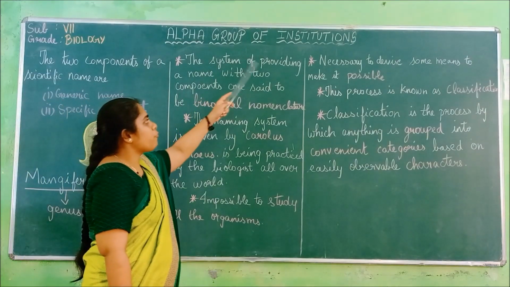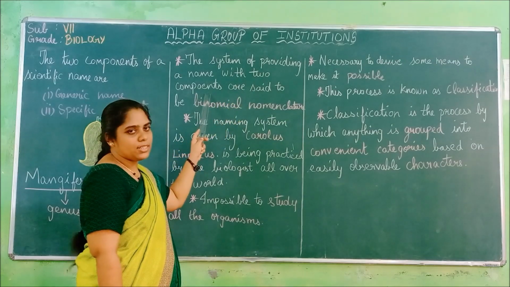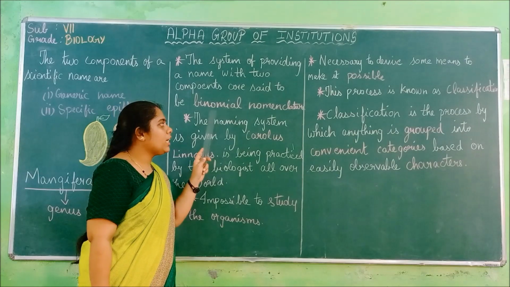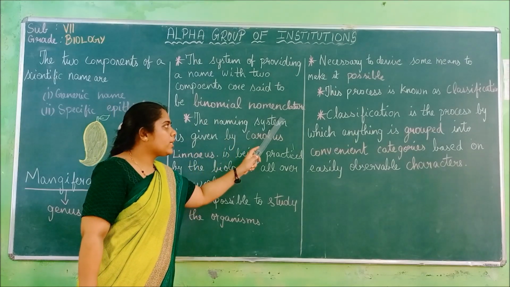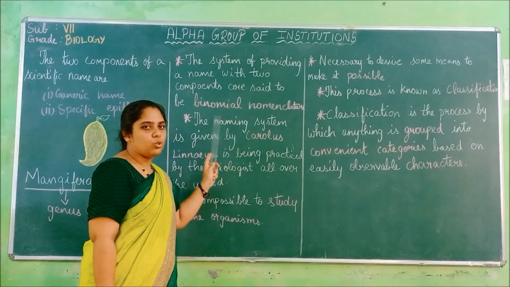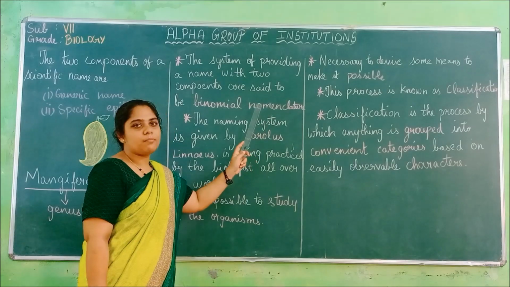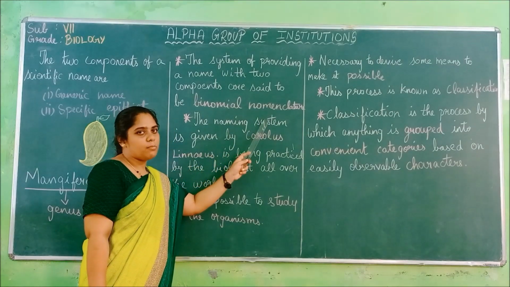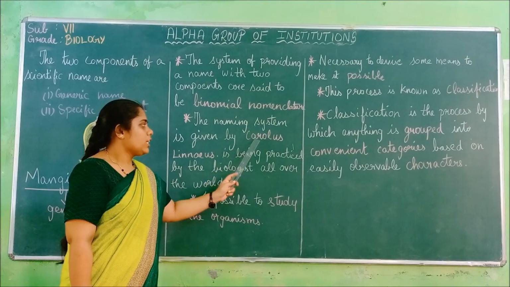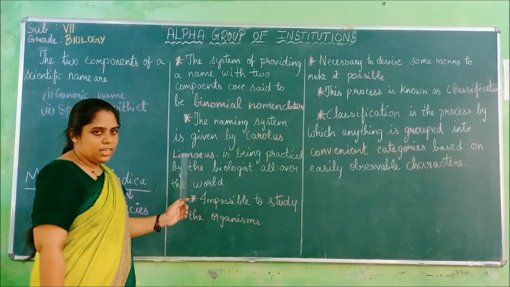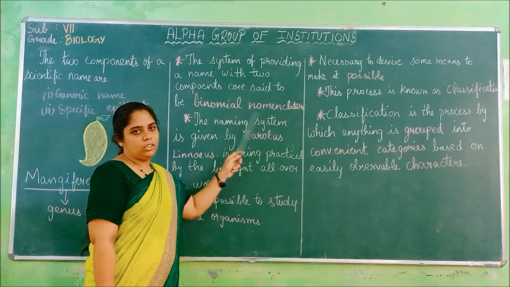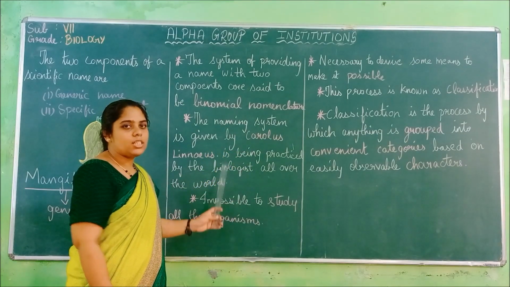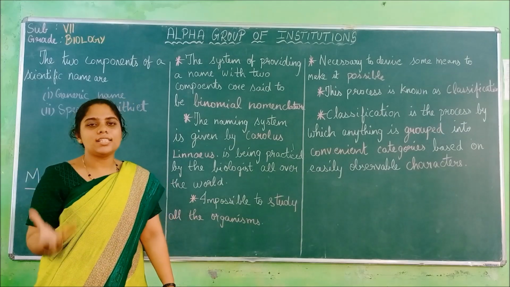The system of providing two components in a scientific name is said to be binomial nomenclature. Bi means two, and nomenclature means naming the organism. This binomial nomenclature was found by Carolus Linnaeus. This method is practiced by biologists, that is persons in ICB and ICZL.